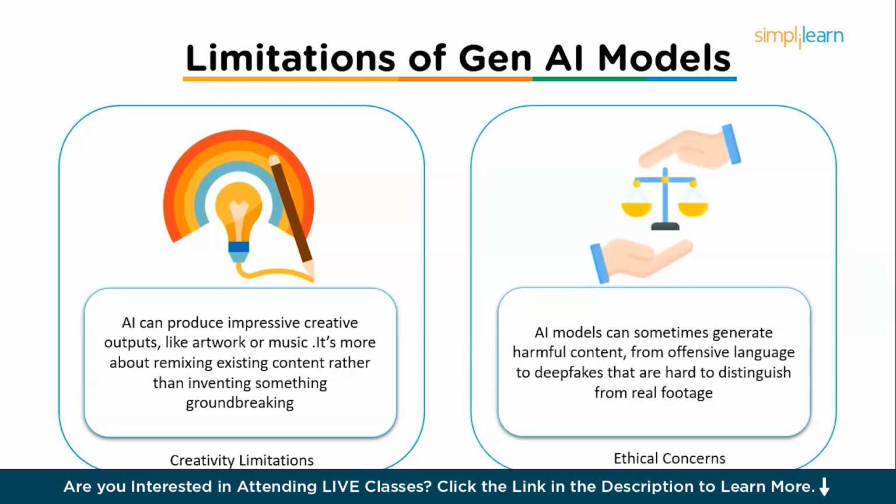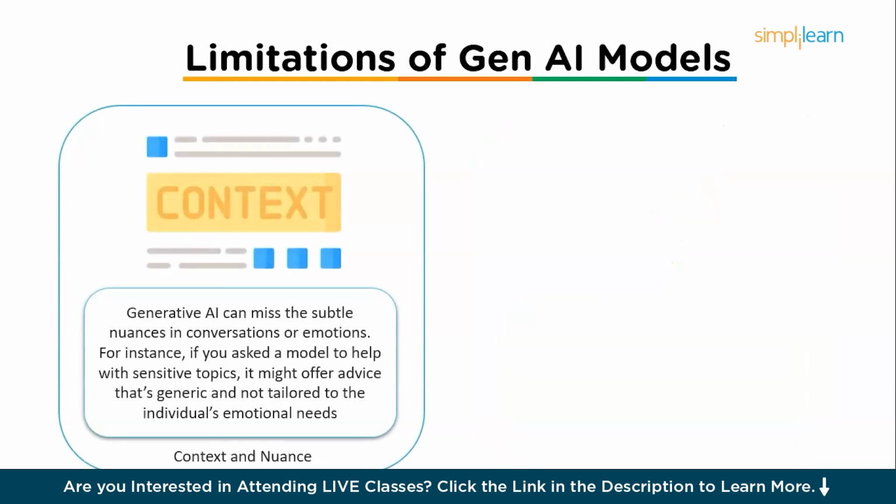Now moving on to the next, we have ethical concerns. AI models can sometimes generate harmful content, from offensive language to deep fakes that are hard to distinguish from real footage. This poses risk for misinformation and ethical dilemmas, especially in media and entertainment. Now moving on to the next, we have context and nuance. Generative AI can miss the subtle nuance in conversations or emotions. For instance, if you ask a model to help with sensitive topics like mental health, it might offer advice that's generic and not tailored to the individual's emotional needs.